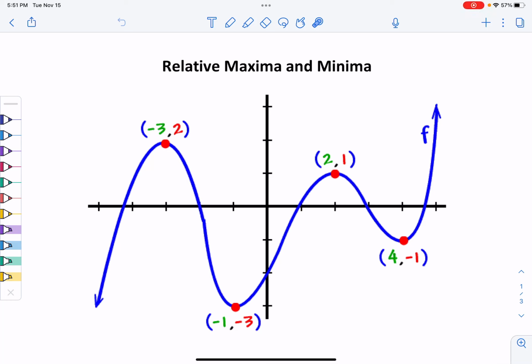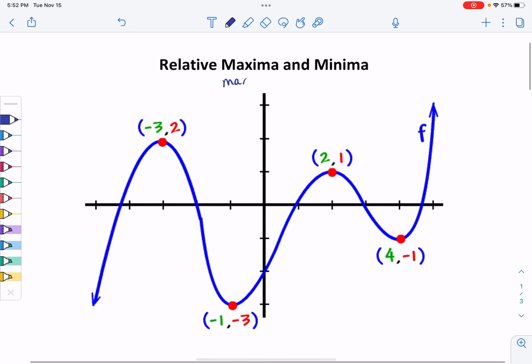We are discussing relative maxima and minima. Some of you may say maximums and minimums. Maxima is just the plural of maximum, and minima is the plural of minimum. So we're discussing the minimums and maximums of the graph. Maxes and mins is also something you will hear me say in class.